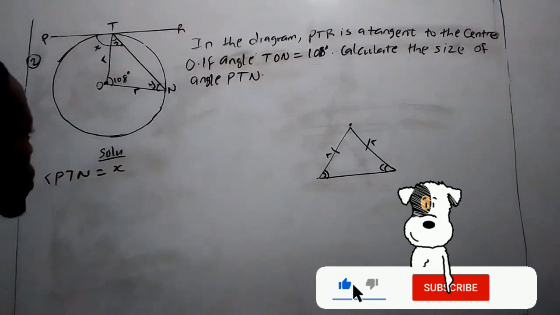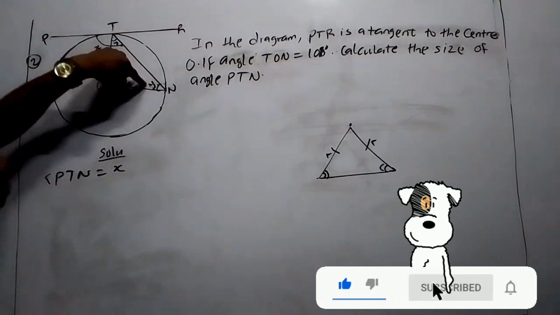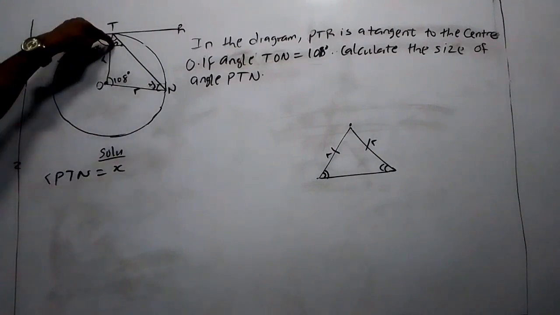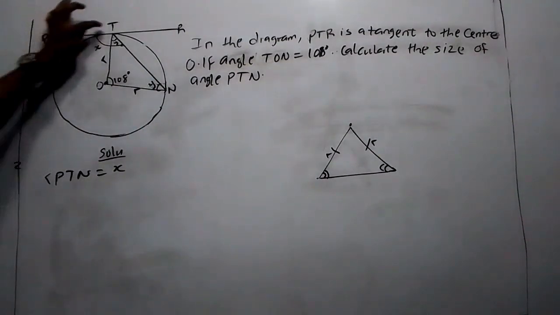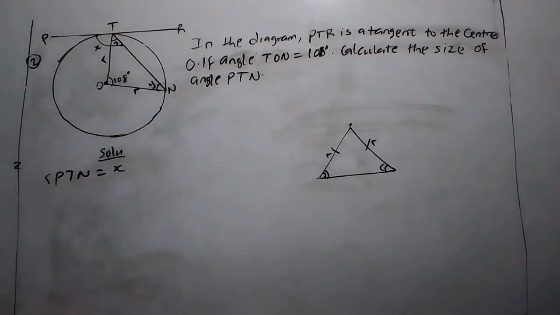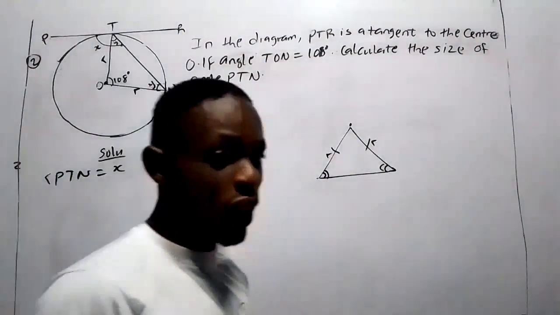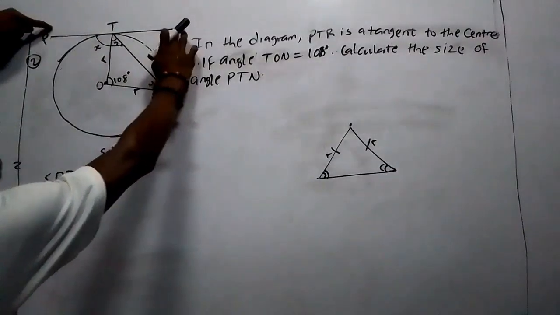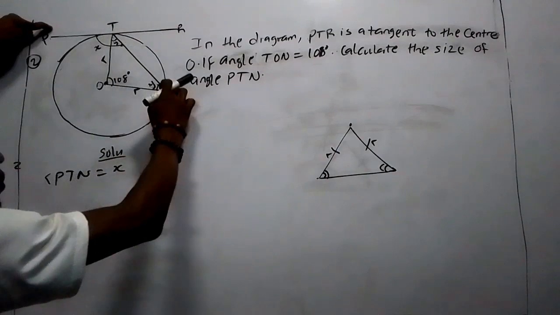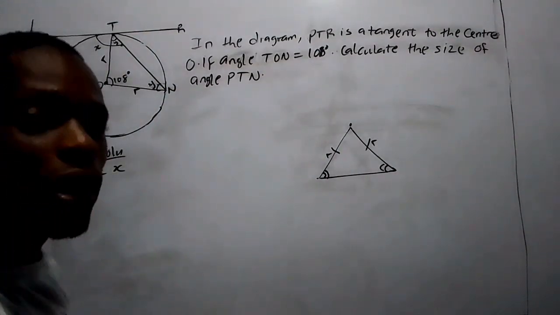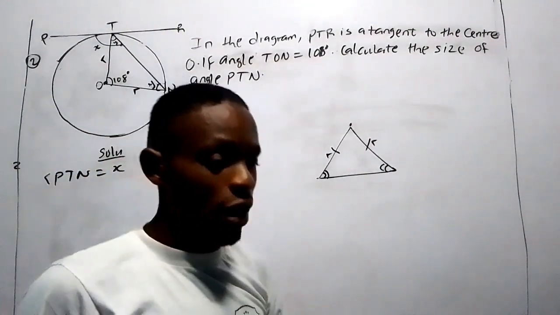So in this place, to get the value of the angle here, if you get the value of this angle and the value of this angle, you can definitely get the full angle we have called PTN. And if you still remember, there's a theorem in circle geometry: the angle between the tangent and the chord at the point of intersection is equal to 90 degrees. That's the theorem.